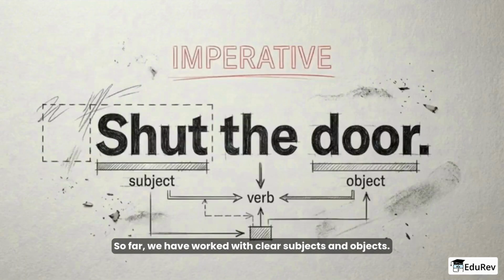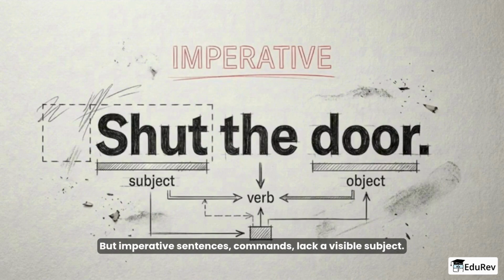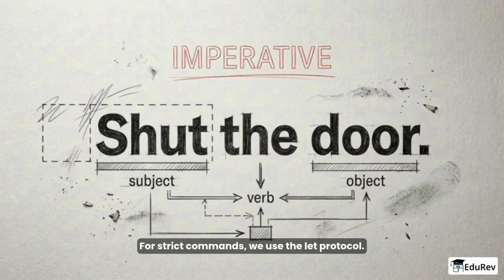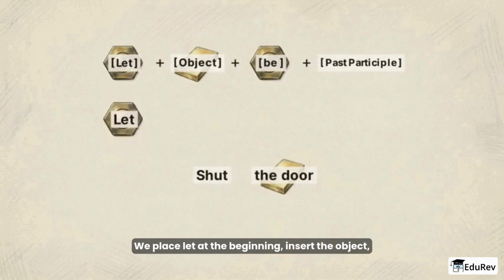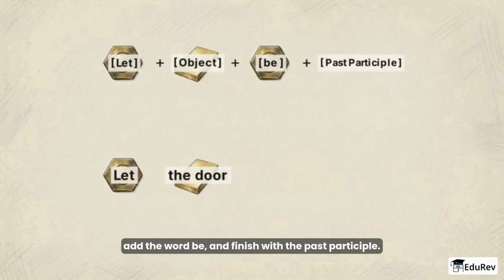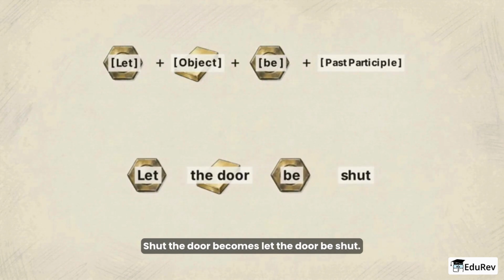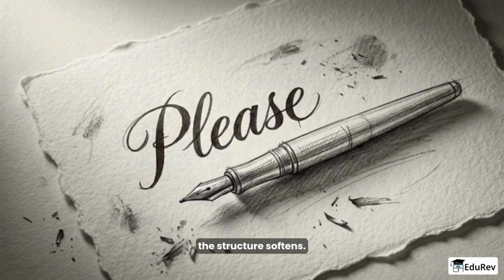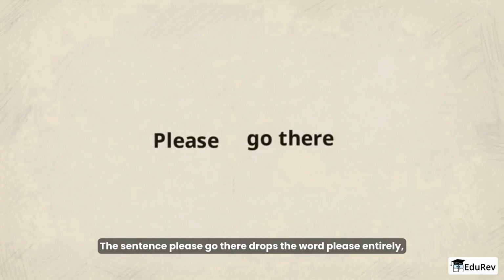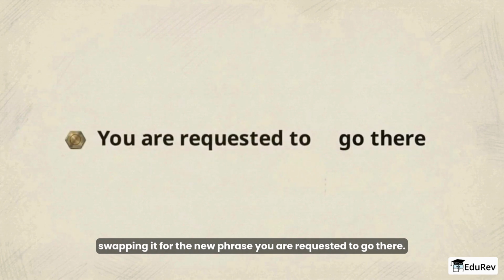So far, we have worked with clear subjects and objects. But imperative sentences, commands, lack a visible subject. For strict commands, we use the let protocol. We place let at the beginning, insert the object, add the word be, and finish with the past participle. Shut the door becomes let the door be shut. If the command is a polite request starting with please, the structure softens. The sentence please go there drops the word please entirely, swapping it for the new phrase you are requested to go there.